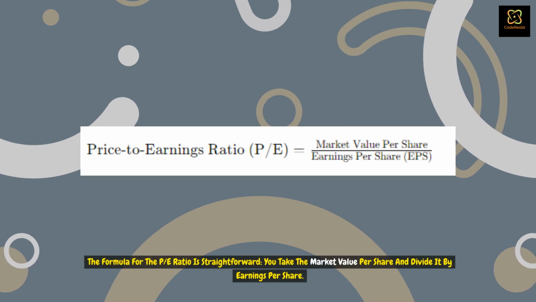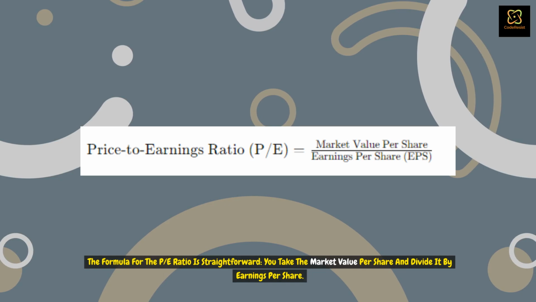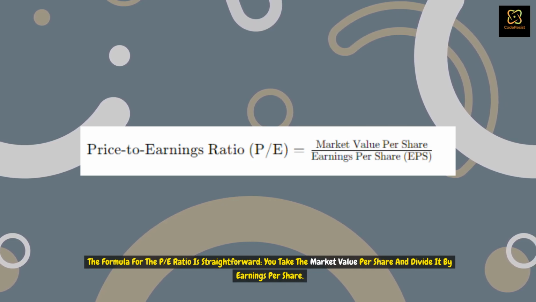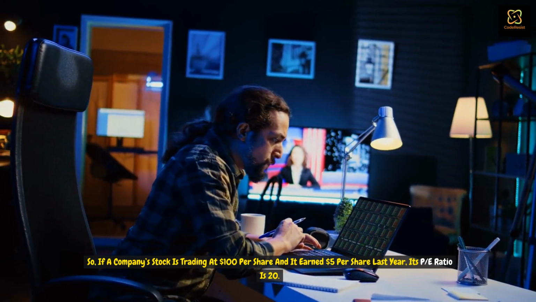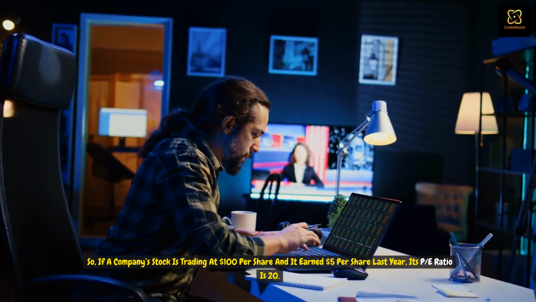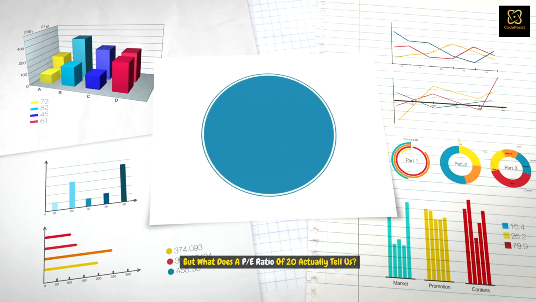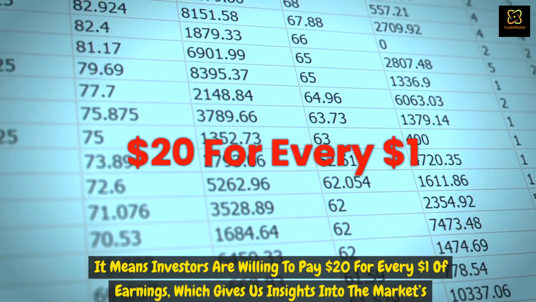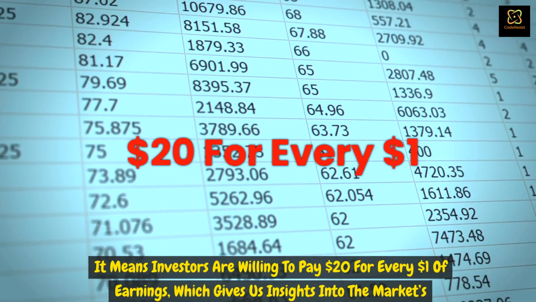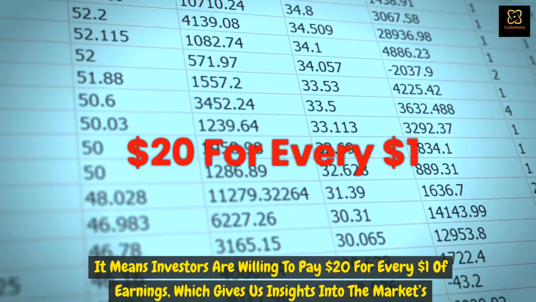The formula for the PE ratio is straightforward. You take the market value per share and divide it by earnings per share. So if a company's stock is trading at $100 per share and it earned $5 per share last year, its PE ratio is 20. But what does a PE ratio of 20 actually tell us? It means investors are willing to pay $20 for every $1 of earnings, which gives us insights into the market's expectations about the company's future.